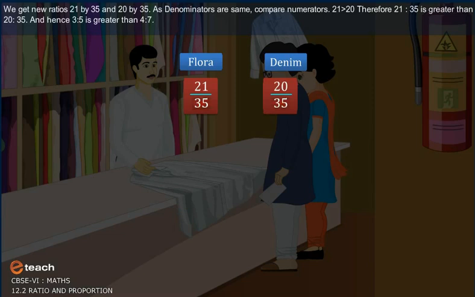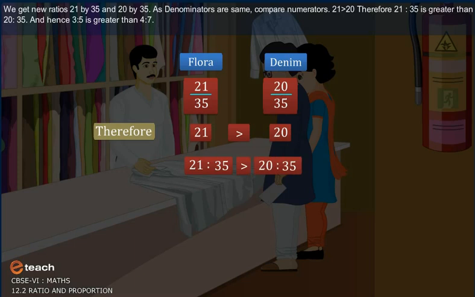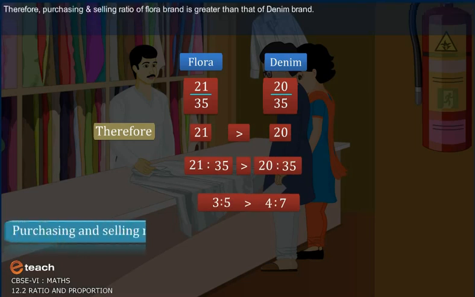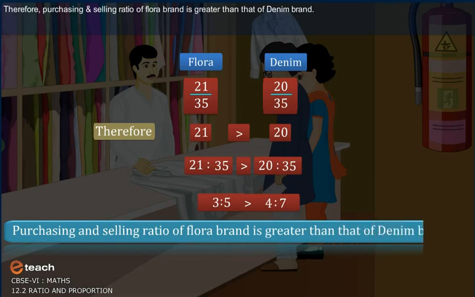As the denominators are the same, compare the numerators. So 21 is greater than 20. Therefore, 21 is to 35 is greater than 20 to 35. And hence, 3 is to 5 is greater than 4 is to 7. Therefore, the purchasing and selling ratio of Flora brand is greater than that of denim brand.